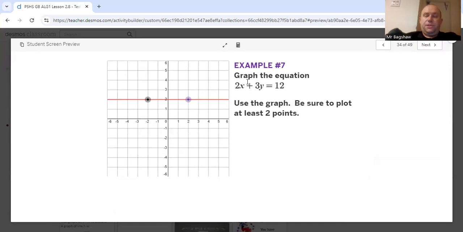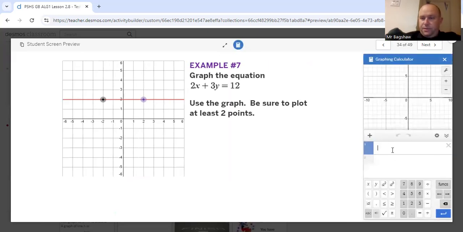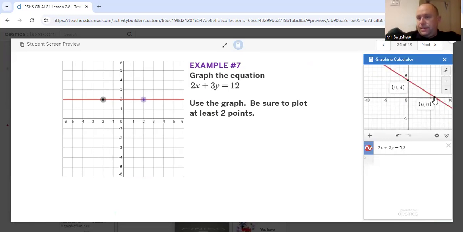Graph the line equation 2x plus 3y equals 12. You should always check in Desmos first, just in case. So for this one here, 2x plus 3y equals 12 goes through 4 on the y-axis and 6 on the x-axis. So I should just be able to match those points like that.